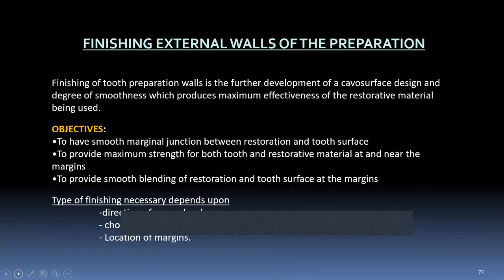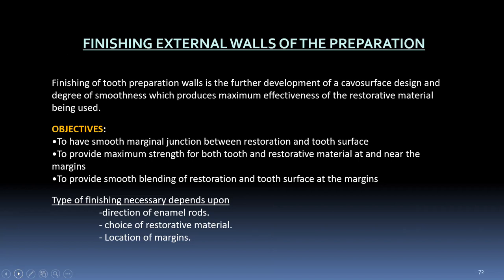Then finishing the external walls of the preparation. Finishing of the tooth preparation walls is the further development of the cavosurface, as we have seen earlier, and the degree of smoothness which produces maximum effectiveness of the restorative material being used. So the objectives include a smooth marginal junction between restoration and tooth surface, and it should provide maximum strength for both tooth and restorative material at and near the margins, and provide smooth blending of the restoration and tooth surface at the margins.